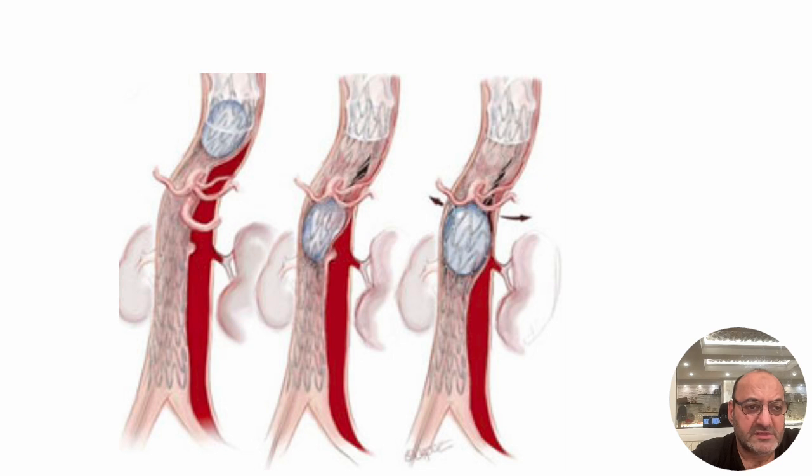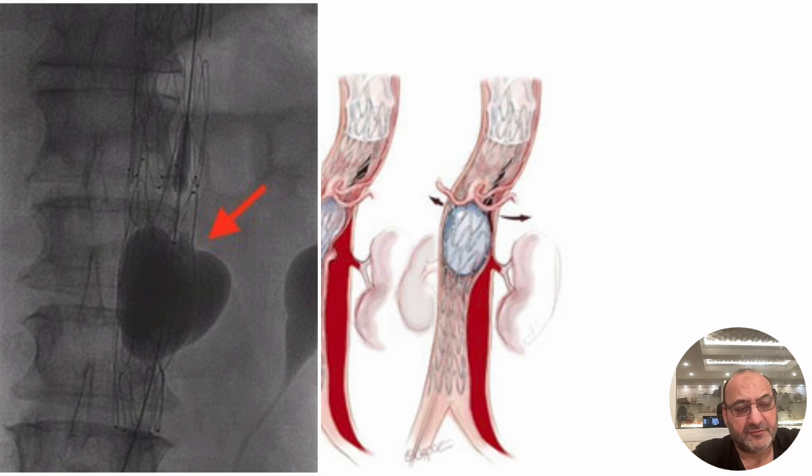After STABLE 1 and STABLE 2, a lot of operators, especially in Italy, in Milano, promoted the idea of ballooning further that dissection stent to obliterate the septum. So basically you balloon the stent all the way down to the aortic wall, but you can rupture if you're not careful.